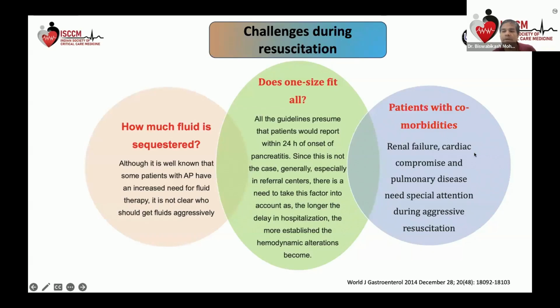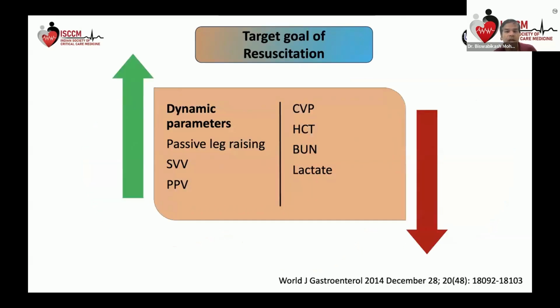Third one, patients with comorbid conditions like renal failure, cardiac compromise, and pulmonary disease need special attention during aggressive IV fluid resuscitation. Now, coming to what is our target goal of resuscitation. Nowadays, in all the guidelines for pancreatitis, we are targeting hematocrit and BUN. These two are usually used. In some areas we use lactate, though lactate has not much study in cases of acute pancreatitis. That's why nowadays we should focus more on dynamic parameters, like in septic patients. We should go for passive leg raising, stroke volume variation, and pulse pressure variation, especially with the use of advanced echo or bedside ultrasound.